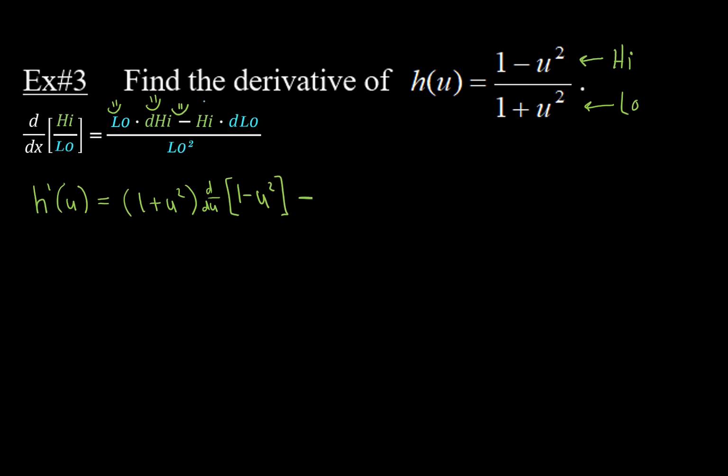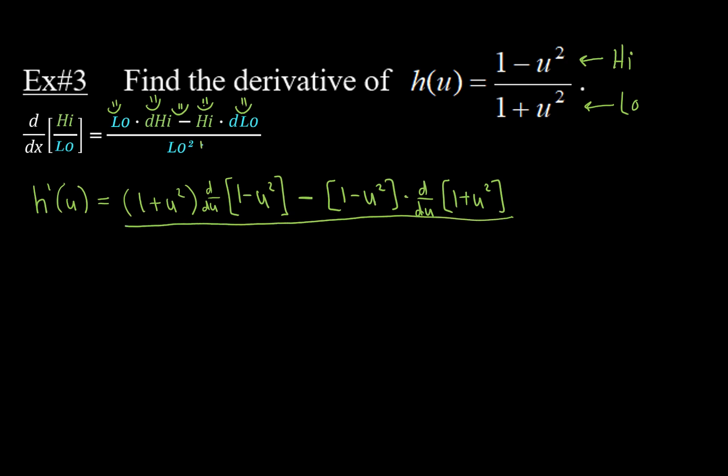It's product plus, quotient minus. So now we're going to subtract and we're going to do high d low. So we take the high function and multiply it by the derivative of the low function. And then the last part is the low squared. So I take my low function and I square it. And by the way, just leave that thing written as squared. You really don't have to multiply it out. Sometimes if we leave it unmultiplied, we actually get some cool stuff to cancel.